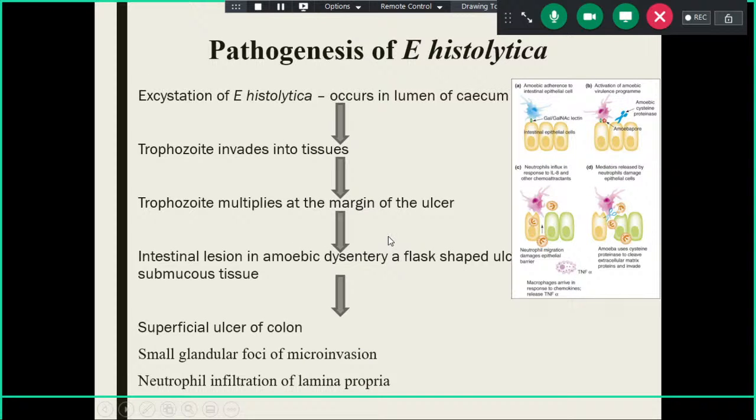Okay. Now coming to the pathogenesis of Entamoeba histolytica, how the amoeba, of which most species are non-pathogenic or free-living amoeba, why is this Entamoeba histolytica able to cause such big damage to the human body? How is it possible? As I told you, excystation of the Entamoeba histolytica occurs in the lumen of the cecum. Trophozoites are the same thing which I described to you in the diagram. The trophozoite invades into the tissue, then it multiplies at the margin of the ulcer.